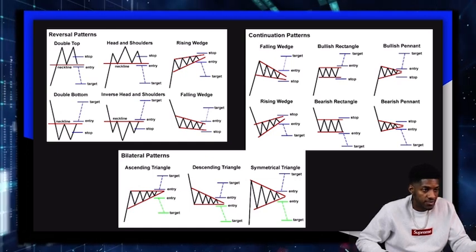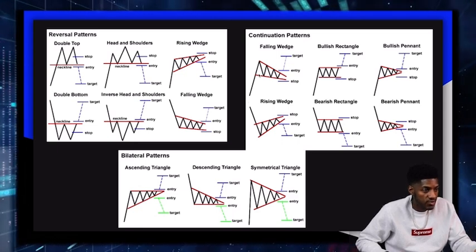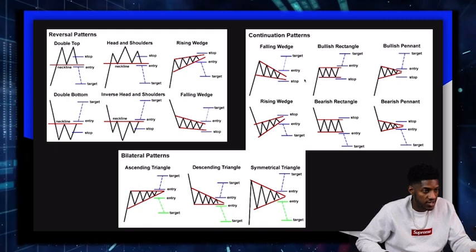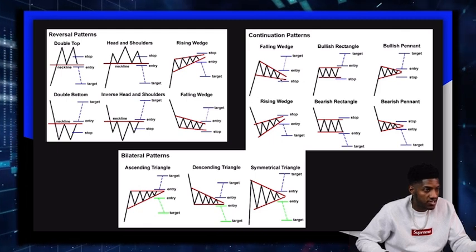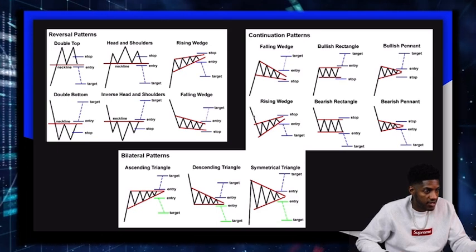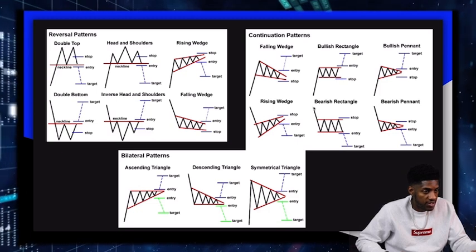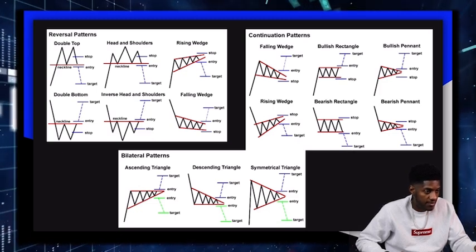Now, continuation patterns is when it precedes the underlying trend, right? It continues the underlying trend. So if the trend was bullish, after a pause, it needs to stay bullish. And here, right here, this was a bearish pattern, and then it stayed bearish. This was a bearish pattern, stayed bearish, right?